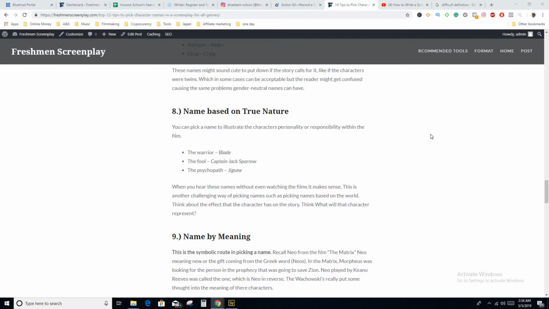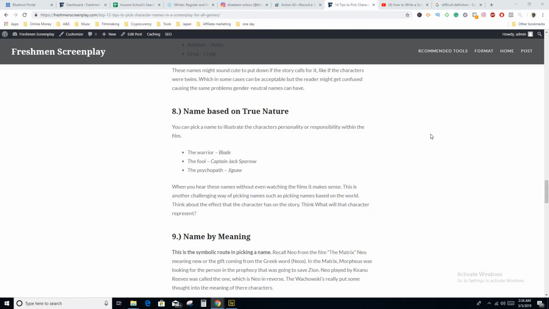Captain Jack Sparrow, or I named this the Fool, right? When you hear of someone named Jack, right? Someone named Jack almost seems like a kind of funny person, right? Captain Jack Sparrow. How that flows off the tongue is almost comical, right?